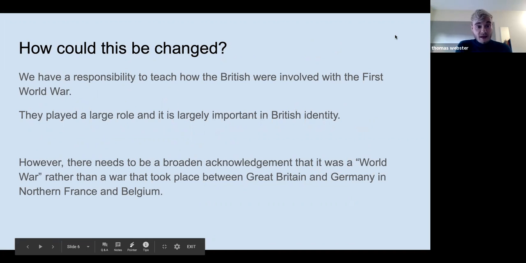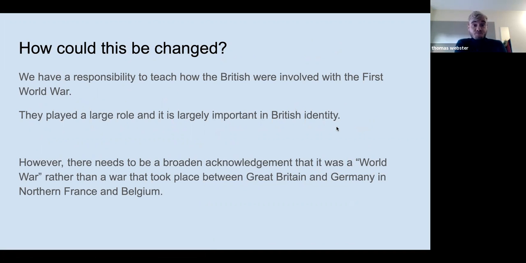Henry and I believe, as I'm sure you all do, that we have a responsibility to teach how the British were involved with the First World War, as it played a large role, and largely it's important to the national identity of Britain. However, it's good to remember that some students might not identify with British identity. You might have a class that doesn't feel that connection.